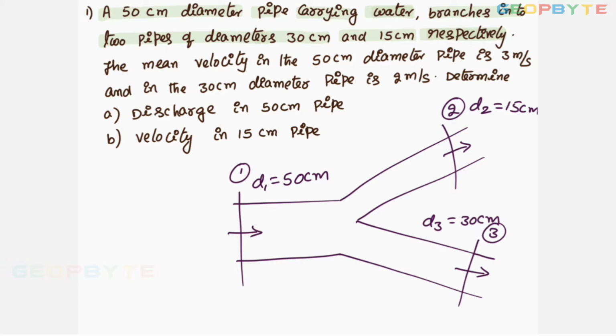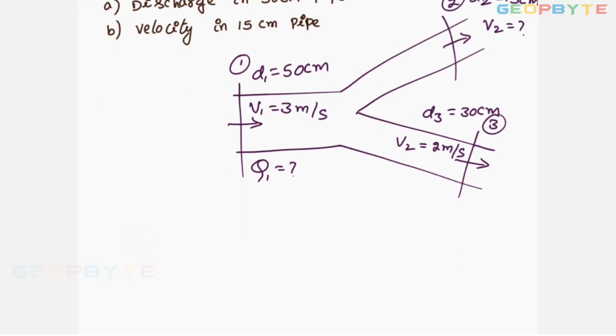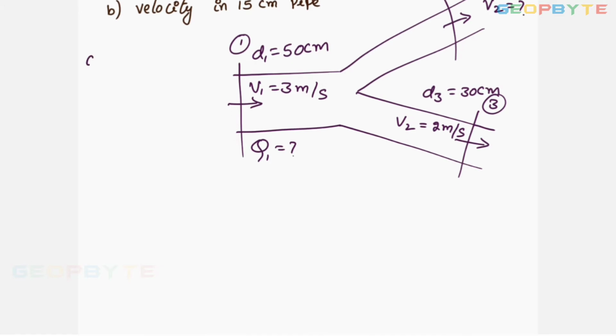The mean velocity in the 50 centimeter diameter pipe, v1, is given as 3 meter per second, and in the 30 centimeter diameter pipe, that is v3, 2 meter per second. Determine the discharge in the pipe of 50 centimeter diameter, Q1 equal to how much? Velocity in the 15 centimeter pipe, that means v2, equal to how much? That is the data. First, let us write the given data.